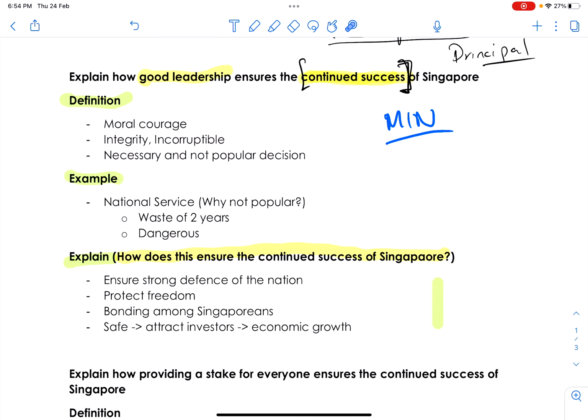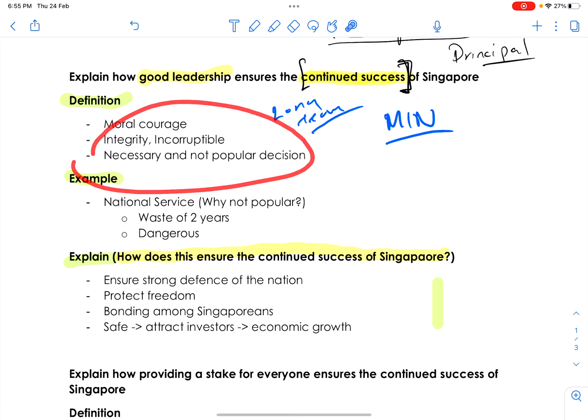So in certain governments, they like to make the popular decision, but in that case, it helps the country in the short term, but it does not help the country in the long term. So having good leadership means being able to make the necessary decisions that are good for the long term rather than having benefits for the short term. So necessary but not necessarily the popular decision.